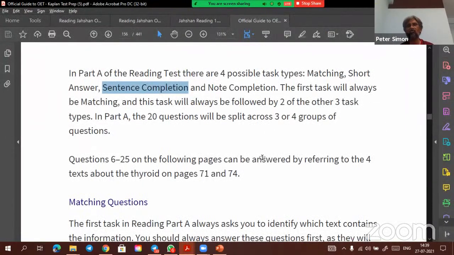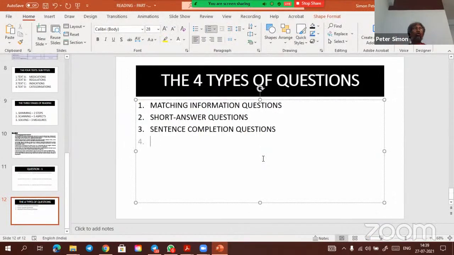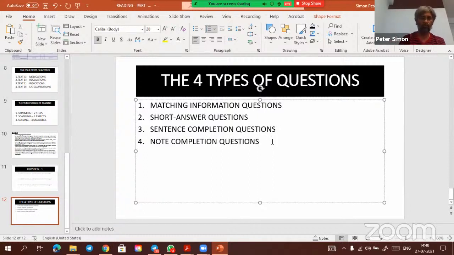Next, the fourth one is note completion. They will give notes 1, 2, 3, 4, and some notes will be incomplete. So, note completion questions. These are the four different types of questions you should know.